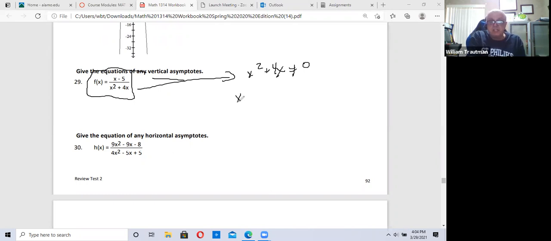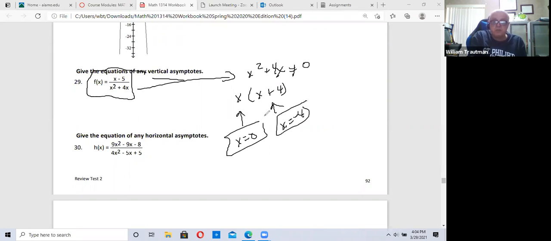Factor it, and x factors out of here. So my asymptotes are at x equals 0 and x equals -4, the opposite sign. These are the two asymptotes. Remember, vertical asymptotes always start with x equals. You factor the bottom. Same way with here.